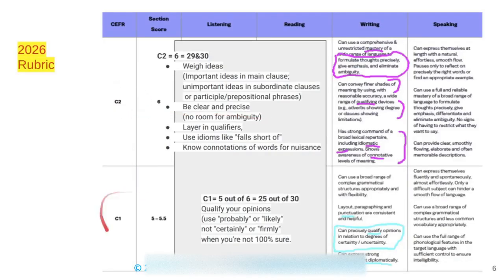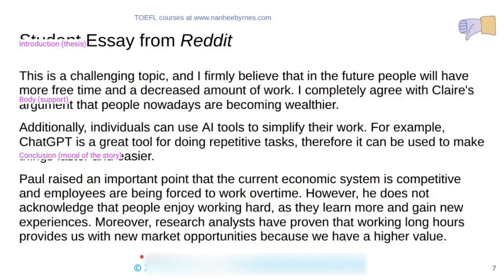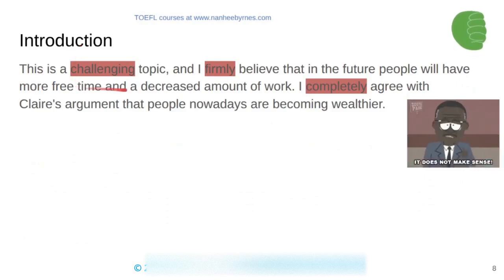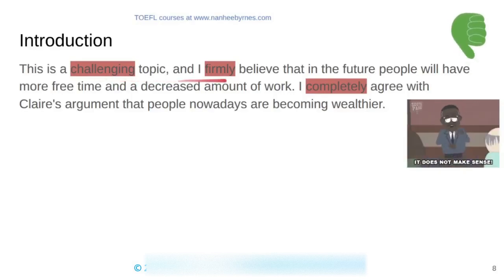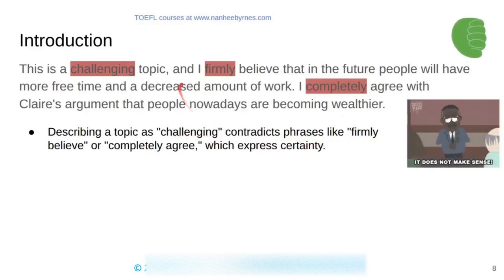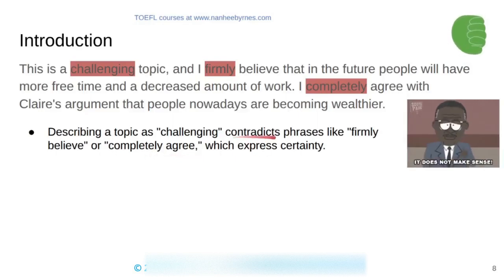Now that we're clear on the scoring system, let's analyze this student essay. Based on idea grouping, we can divide it into 3 parts: introduction, thesis, body, support, conclusion, moral of the story. Introduction. This introduction does not make logical sense. If a topic is described as challenging, it is inconsistent to say you firmly believe or completely agree, because those expressions suggest confidence in a clear and definitive answer. Using words such as challenging, firmly, and absolutely together creates a contradiction in both tone and logic.